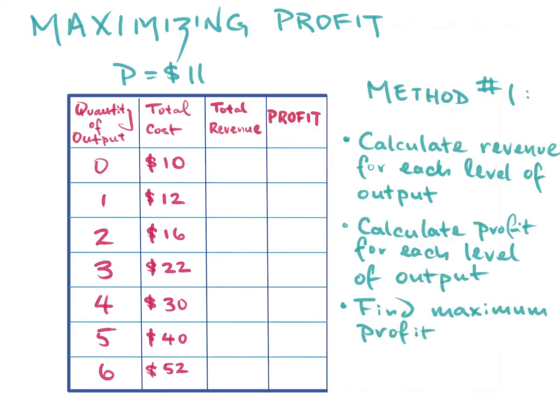There are a couple of approaches we could take to this problem. One method involves calculating the revenue for each level of output, so the amount of revenue the firm gets when it produces 0 widgets, 1 widget, 2 widgets, and so forth, and then the amount of profit that it yields from producing 0 widgets, 1 widget, 2 widgets. And then we identify what quantity of output yields the most profit.